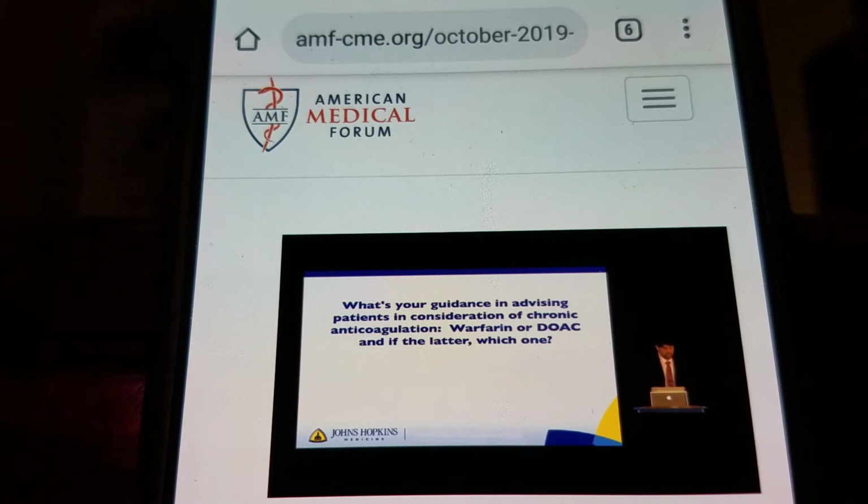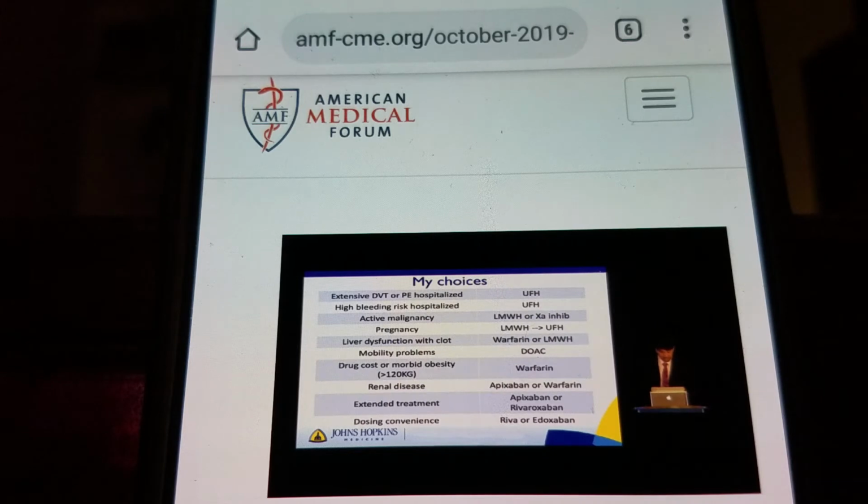Okay, so again, I get asked this question a lot. What's your guidance in advising patients in consideration of chronic anticoagulation? Warfarin or DOAC, and if the latter, which one? And this is my summary slide that, I don't know, you can put several hours of hematology consult into this one slide.